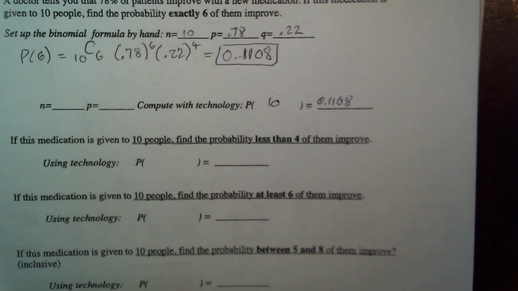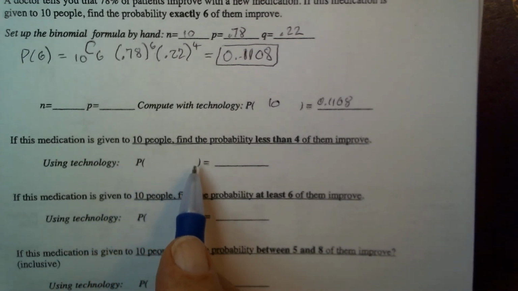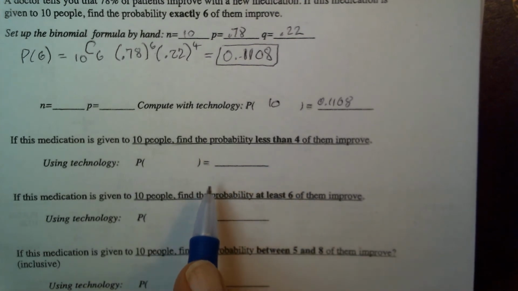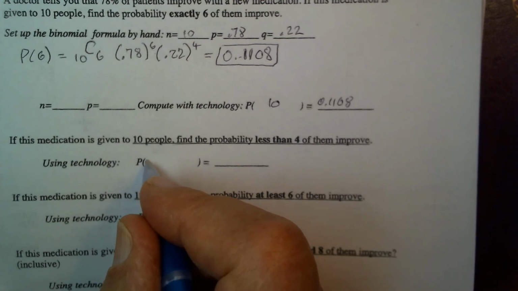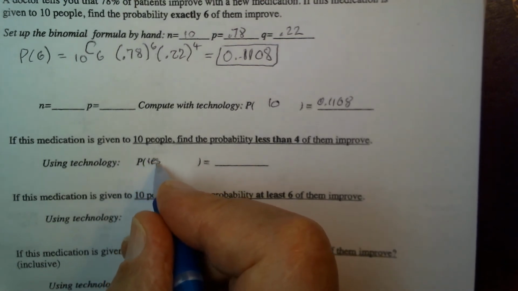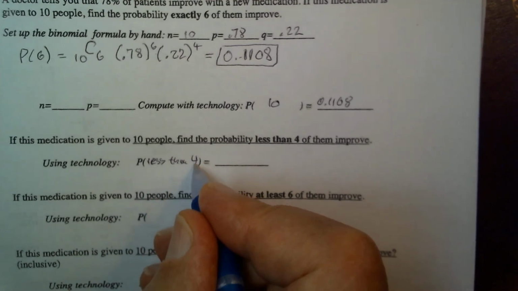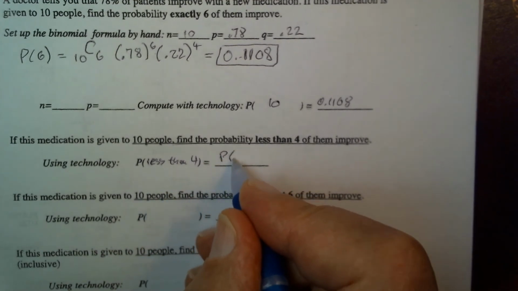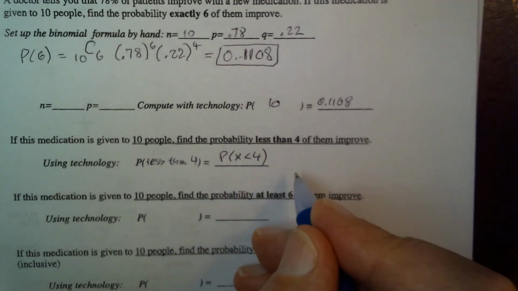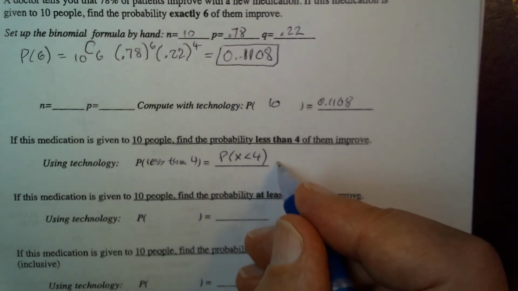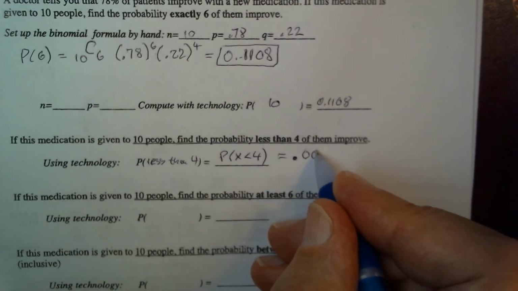The next question is, if this medication is given to 10 people, find the probability that less than 4 of them improve. So here we are asking for P of x less than 4. Again, using technology, which would be the reasonable thing to do, would equal 0.0016.